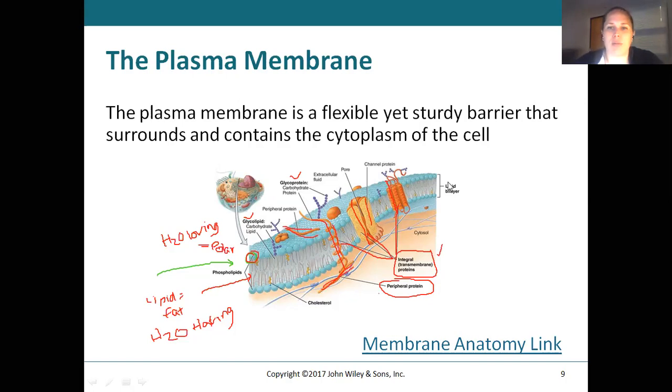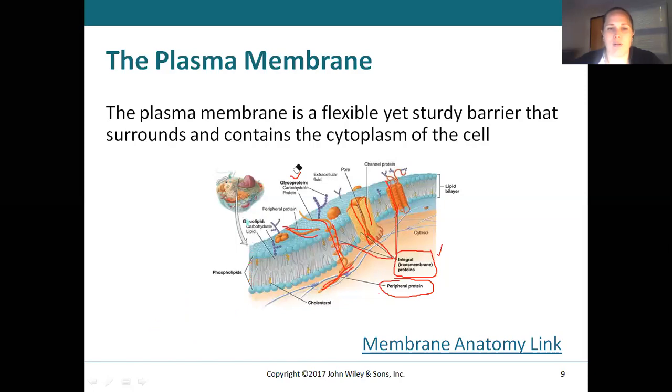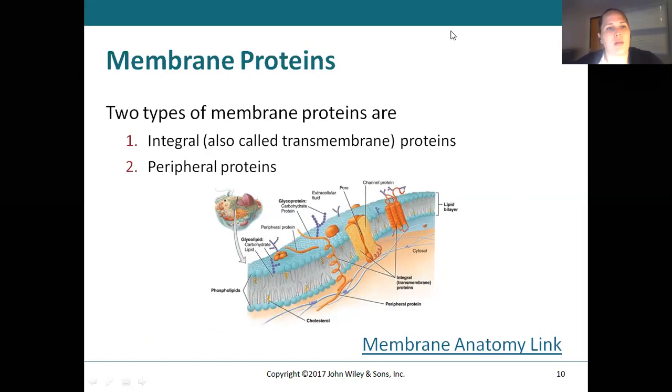So I'm not going to go into any more specificity there, because we're going to talk about it quite a bit in the following slides. So just make sure that you take note of integral versus peripheral, and then leave a bunch of space below that, because we're going to talk about them more and what types of proteins are in those categories. Okay, so this next slide, you have integral, which are also called transmembrane proteins.